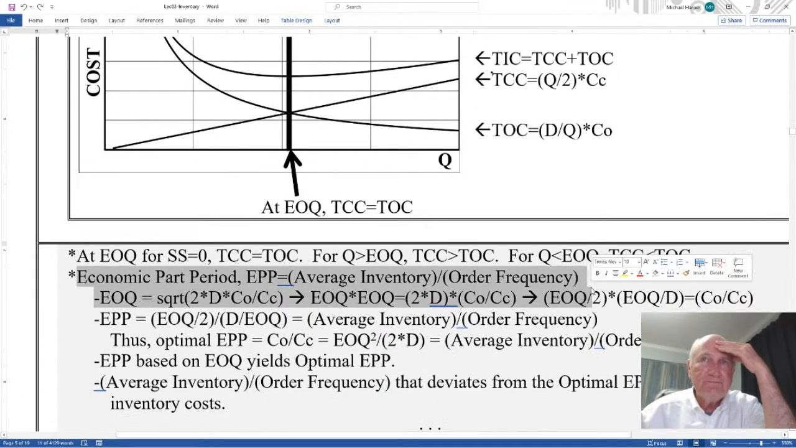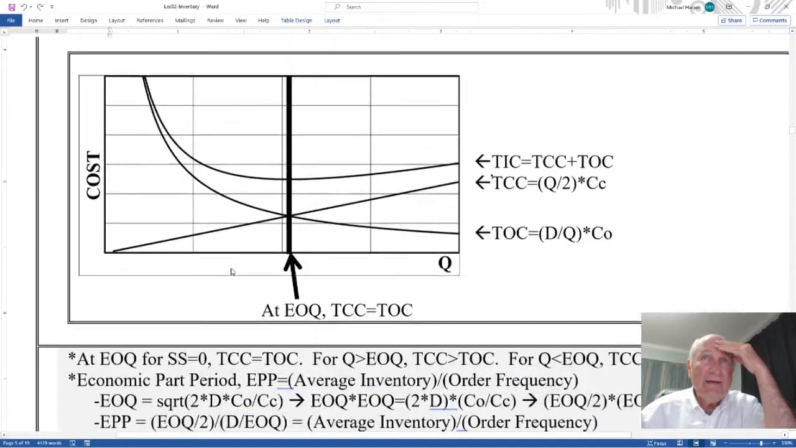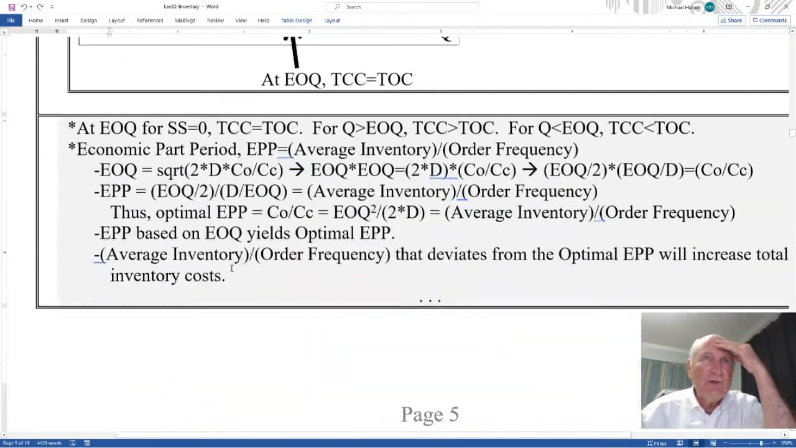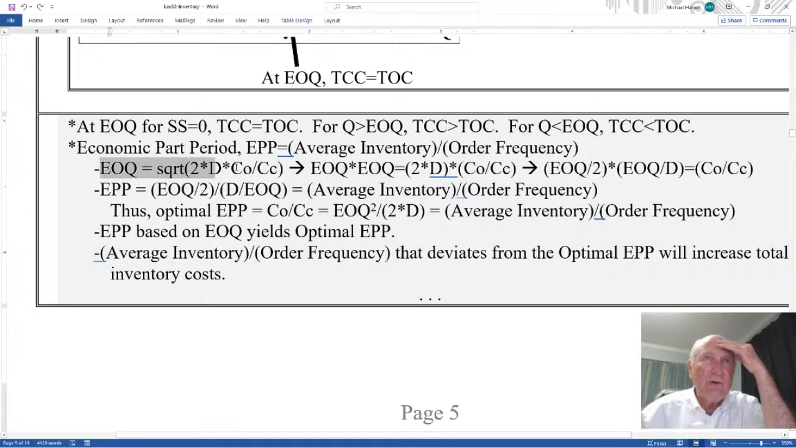Okay, the only other thing I want to emphasize here is something called the economic production period, EPP. And now's a good time to do this. So notice what I'm doing here. Here's my EOQ equation. Now follow my logic here. Here's my EOQ equation. Okay. Now, let me square both sides to get rid of the square root. So I have EOQ over here, EOQ over here. I square this so the square root goes away. EOQ squared equals 2 times D times C sub O over C sub C.